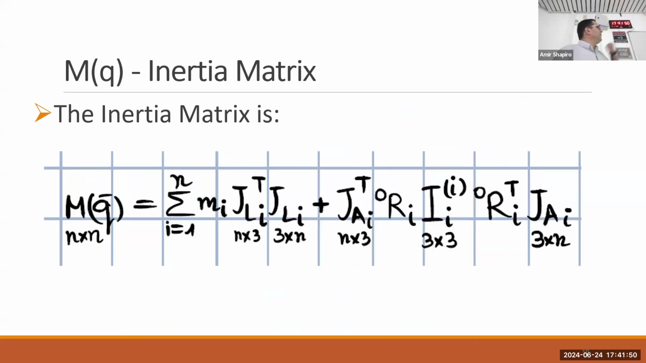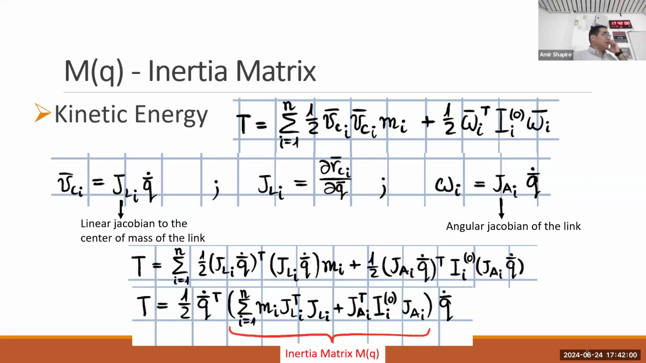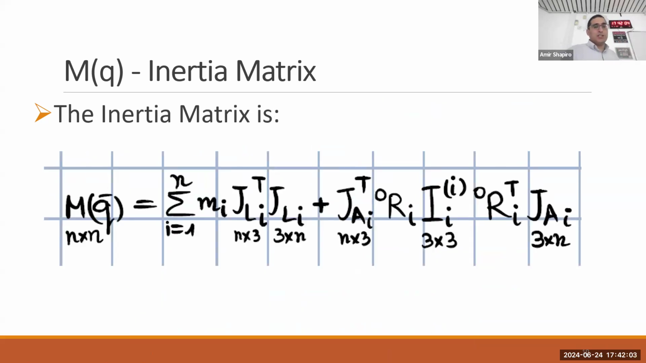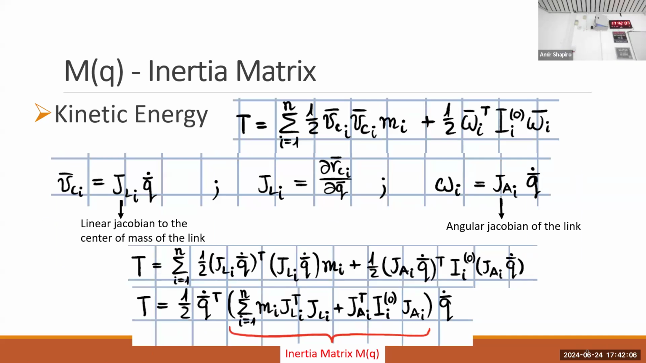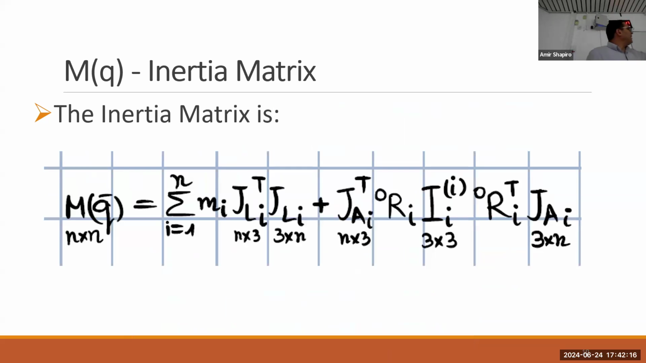So, in general, the structure of the inertia matrix is this. What we saw here in the parentheses in the middle is the inertia matrix. I just change the inertia matrix of the link from the zero reference frame to the link reference frame by multiplying by R I R transpose. That's it. That is how to transform the inertia matrix from the zero reference frame to the K reference frame.